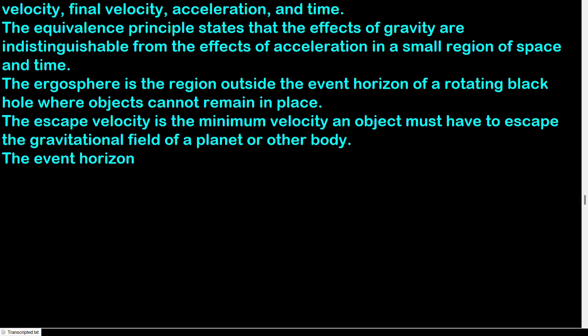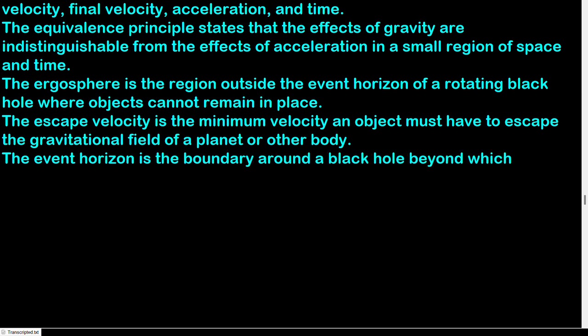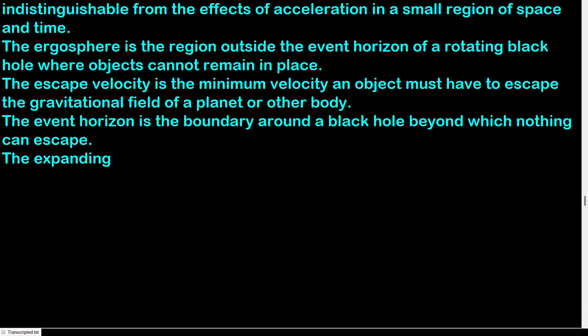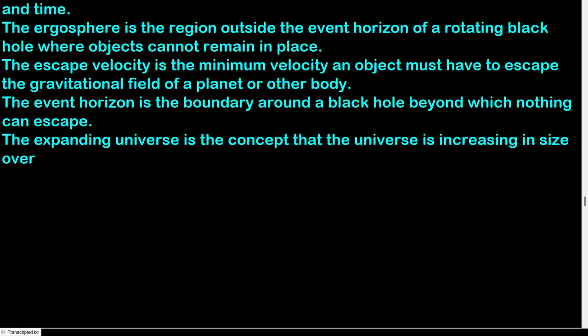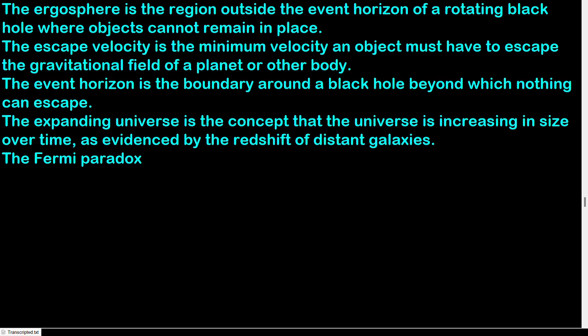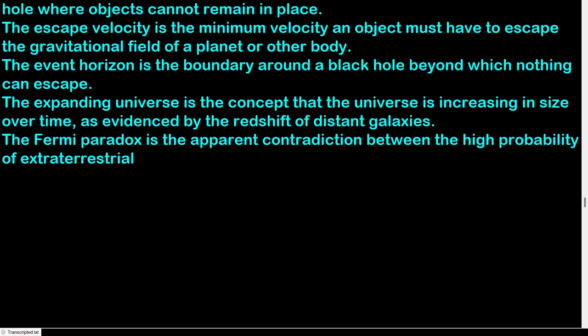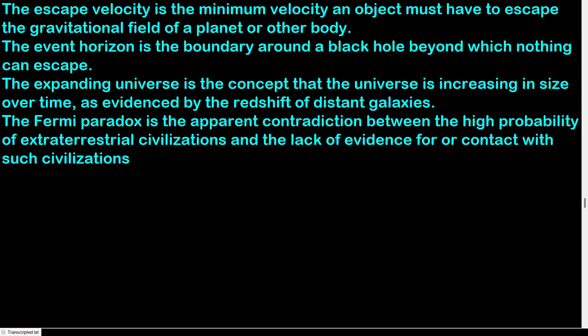The event horizon is the boundary around a black hole beyond which nothing can escape. The expanding universe is the concept that the universe is increasing in size over time, as evidenced by the redshift of distant galaxies. The Fermi paradox is the apparent contradiction between the high probability of extraterrestrial civilizations and the lack of evidence for or contact with such civilizations.